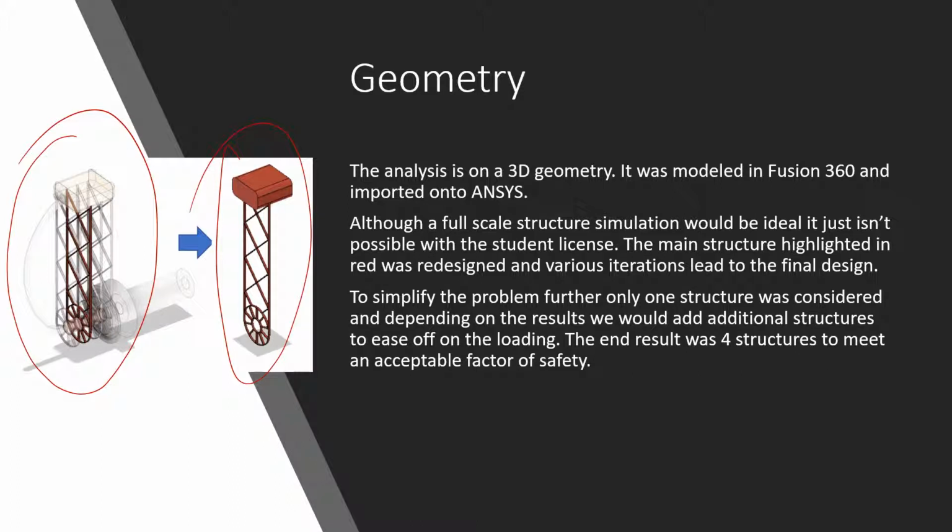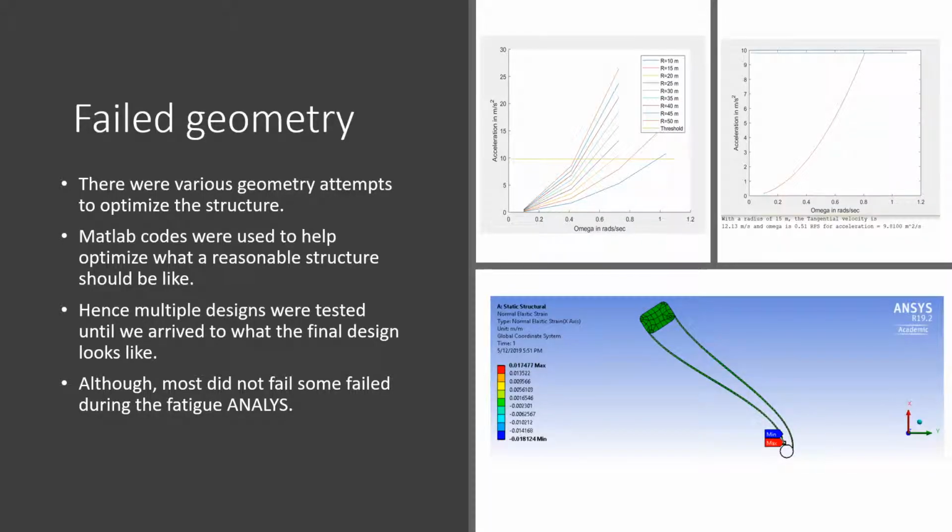So initially we had two loads, which meant only two of these truss structures were used. Eventually I ended up adding multiple structures to make sure the safety factor was met and it wasn't being overloaded. So we had failed geometry.